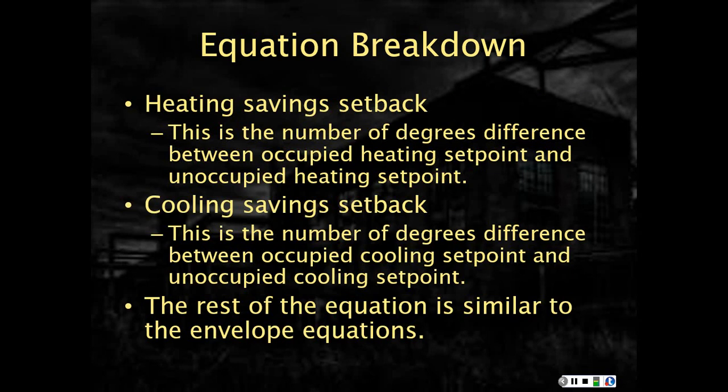The rest of the equation, if you go back and look, are similar to what you did before. I can either use a correlation, weather data, I can use heating degree day. There's a lot of different things that I can use. Most often they use correlation data because I need the weeks of a season. Anyway, the equation breakdown, the heating saving setback, this is the number of degrees difference between occupied heating set point and unoccupied heating set point. Same thing with cooling. The rest of the equation is similar to the envelope equations.